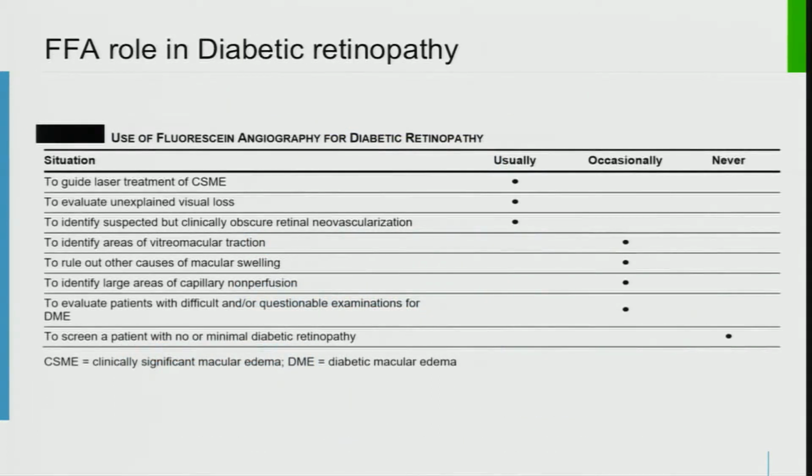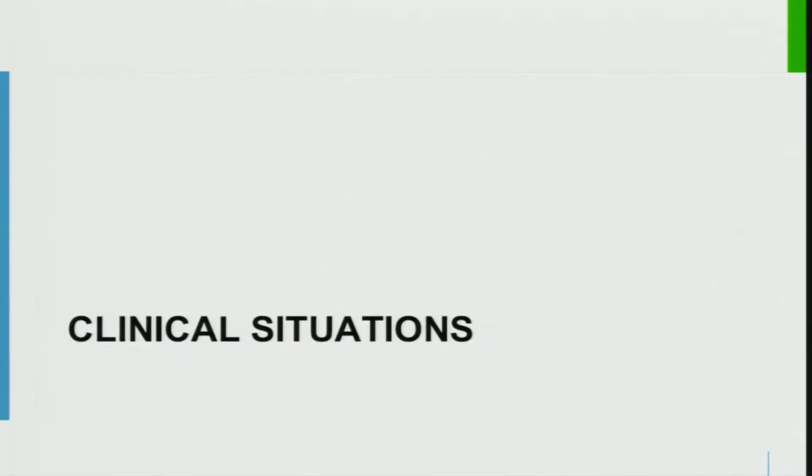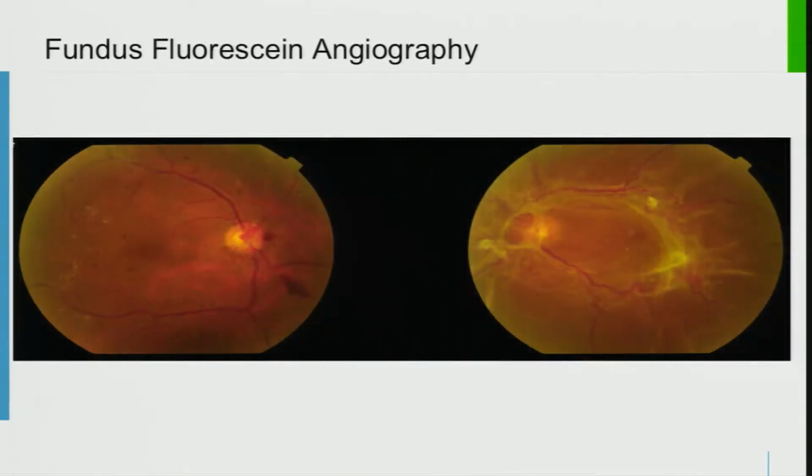So coming to the role of fluorescein in diabetic retinopathy, one important thing to remember is that it is not a screening test, so it should not be used in patients with no or minimal diabetic retinopathy. And so where exactly should it be used? We'll go through some clinical examples, and it will probably be much clearer after that. So this is case 1.